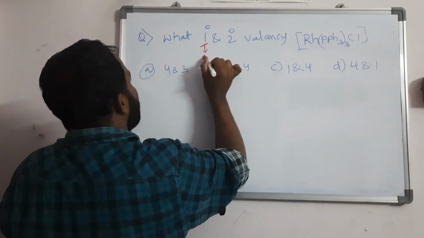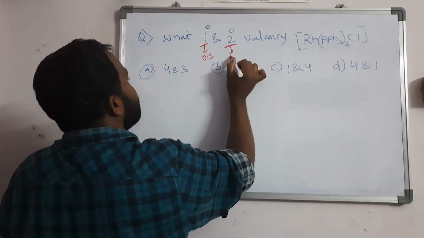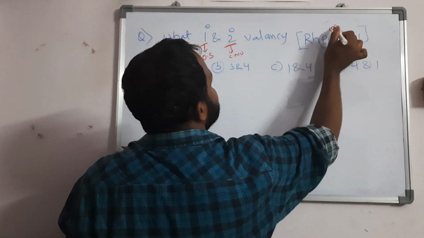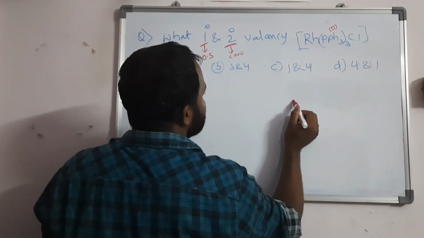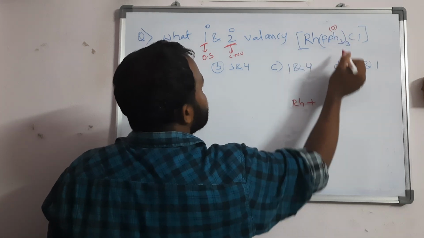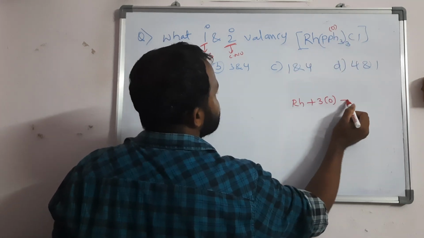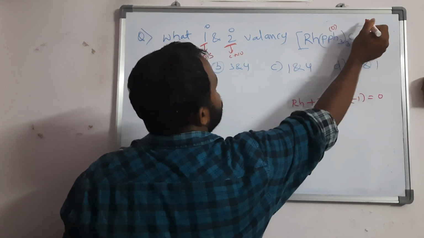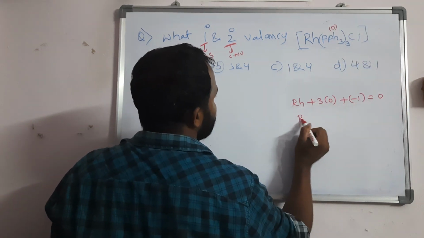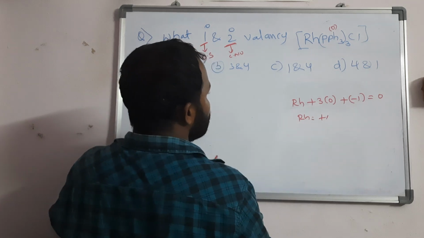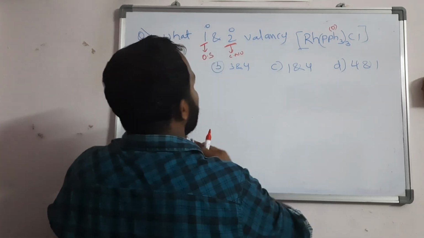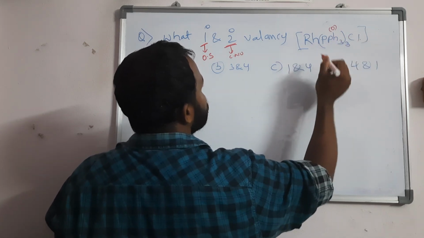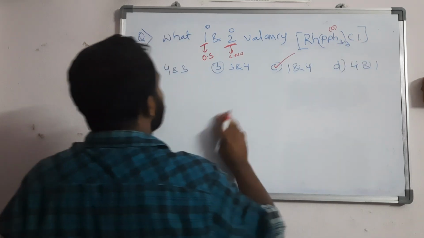Primary valency is nothing but oxidation state. Secondary valency is nothing but coordination number. PPH3 is a neutral ligand, hence its oxidation state is 0. So rhodium plus 3 into 0 plus 1 into Cl, which is minus 1, equals 0, the total charge. So rhodium is plus 1. Oxidation state is plus 1 and coordination number is 3 plus 1, so total 4. The option is 1 and 4.